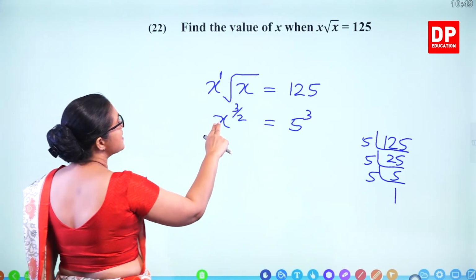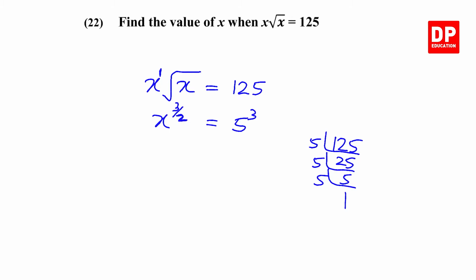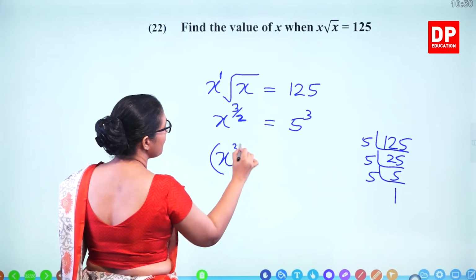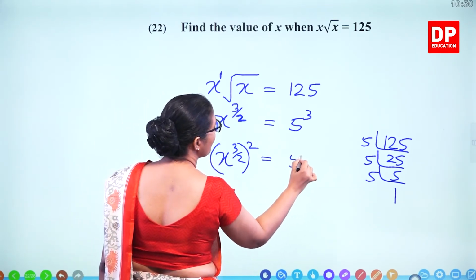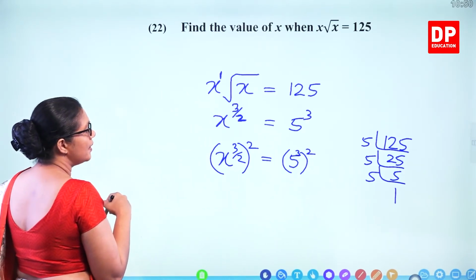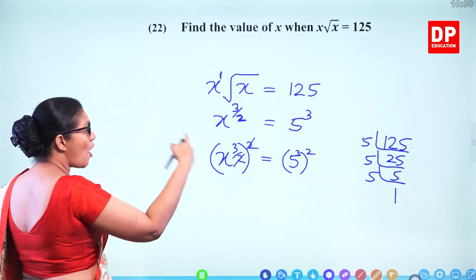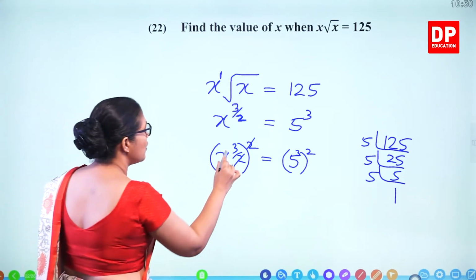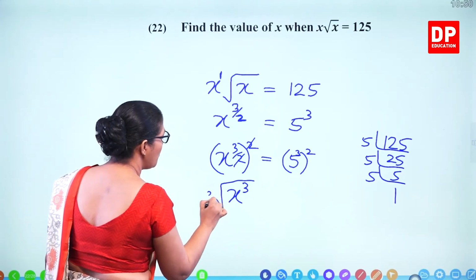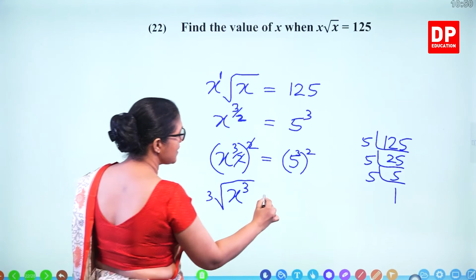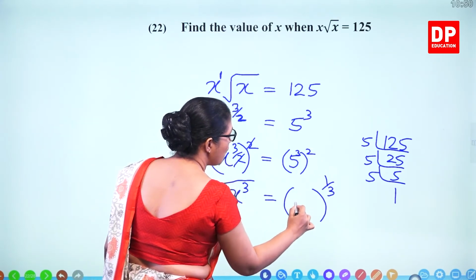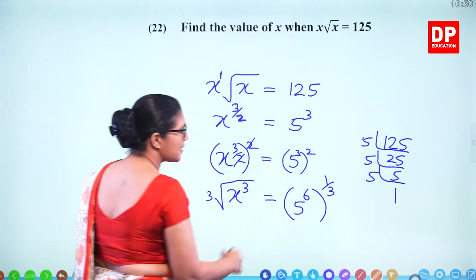Now, we need x. How do you get rid of this denominator 2? You square both sides. We square, then these two get cancelled out. Now you have to take the cube root of that to get x. So x cubed, and when you take a cube root, this power 3 gets cancelled out. So you have to take cube root, meaning 1/3 of 5 to the power 3 times 2, 6.